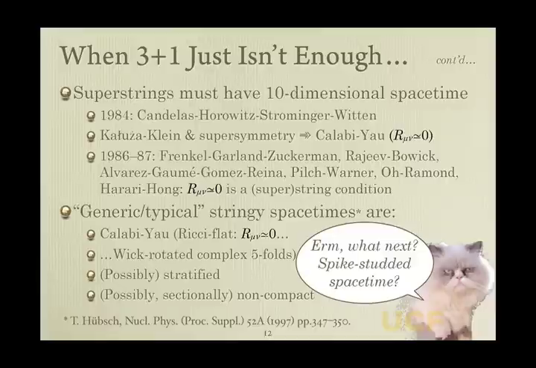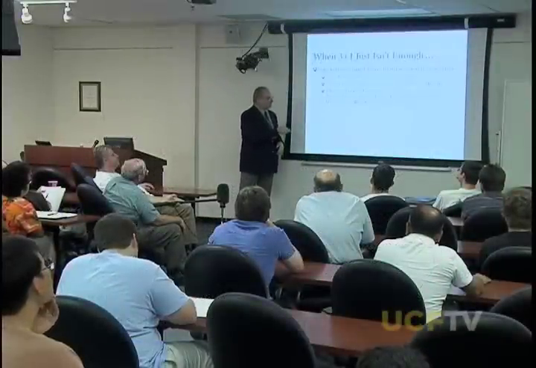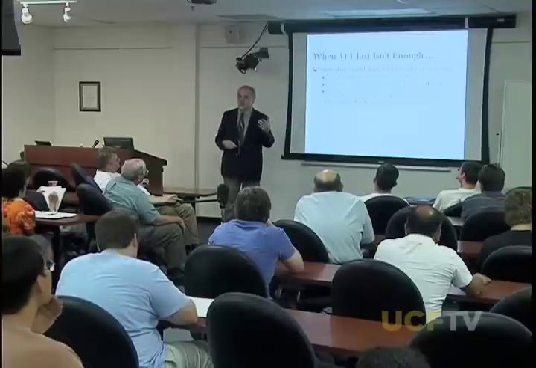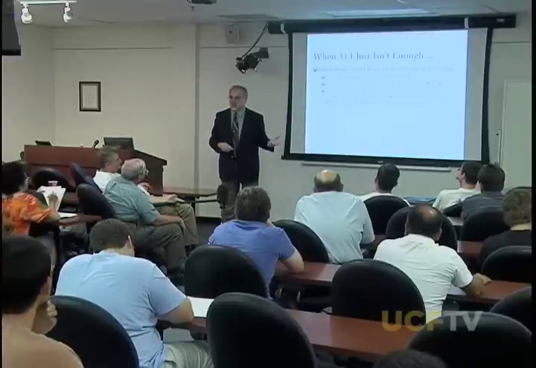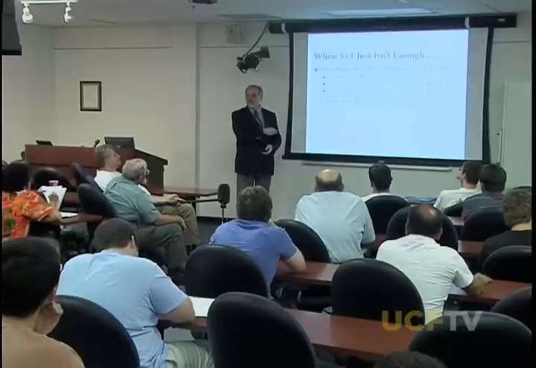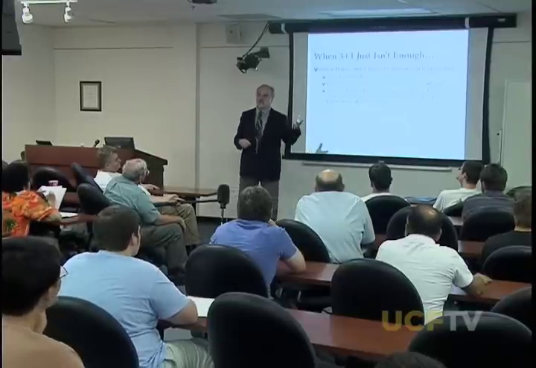A large number of people here, Frankel, Garland, Zuckerman, Rajiv, Bowick, Alvarez Gomez, Reina, Pilch, Warner, O, Ramon, Harari, and Hong. So all these gentlemen have proven in very different ways that this condition, this thing called the Ricci tensor, ought to be essentially 0, or 0 up to total derivatives. Or the way mathematicians refer to this, there is something called the cohomology class represented by this object called the Ricci tensor. That cohomology class has to vanish.